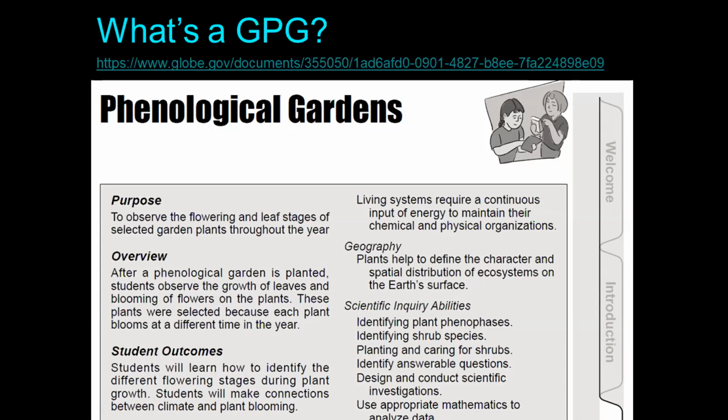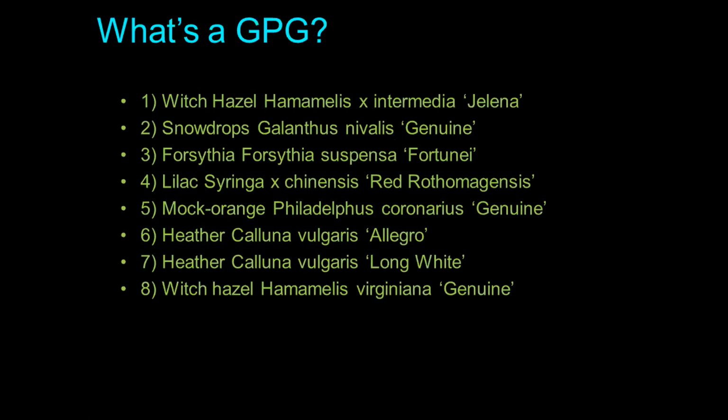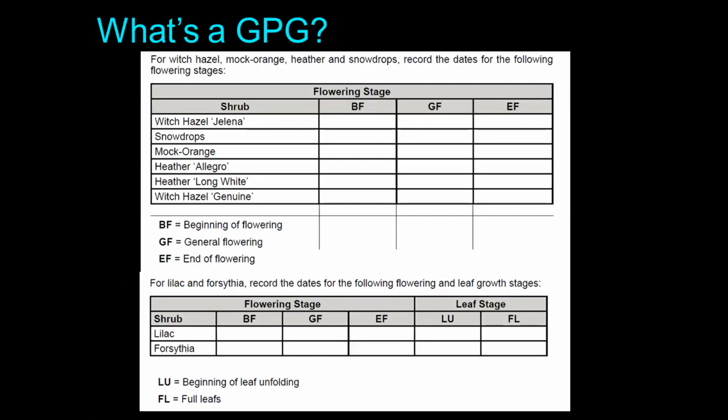I show you which plants are in the garden. These 8 plants. So it is a witch hazel, snowdrops, a forsythia, lilac, a mock orange, 2 kinds of heather, and another witch hazel. I show you some pictures I took in our garden later.